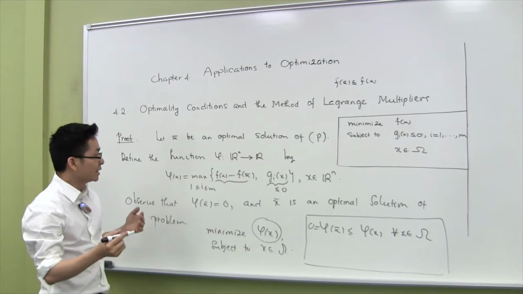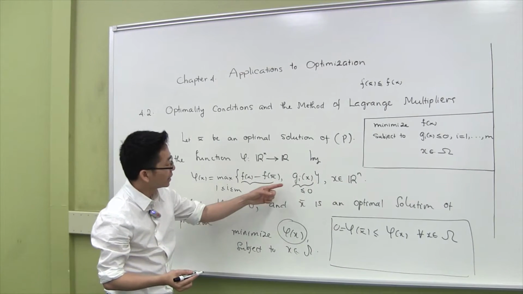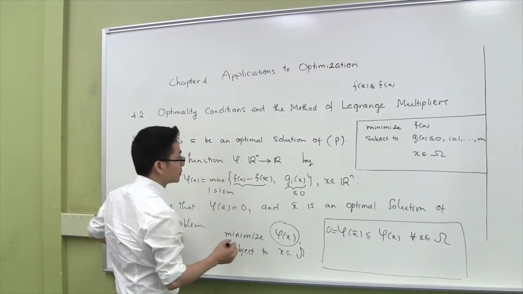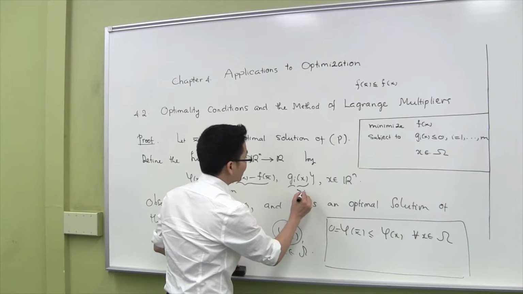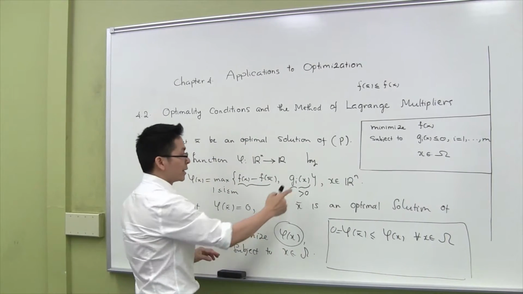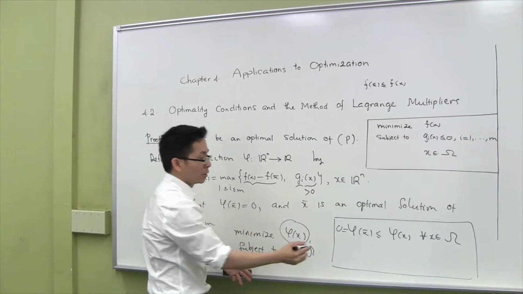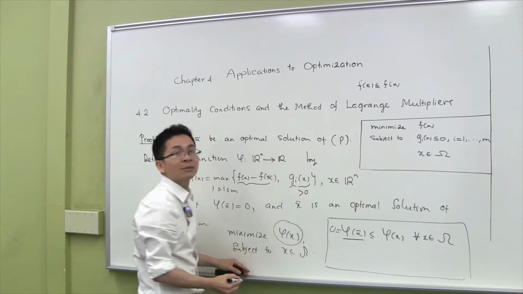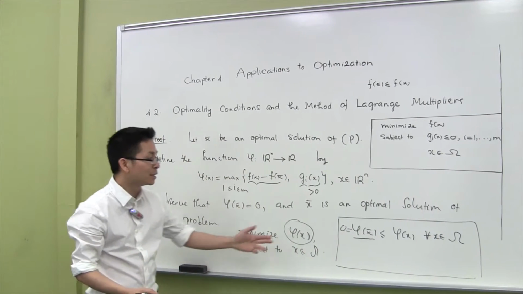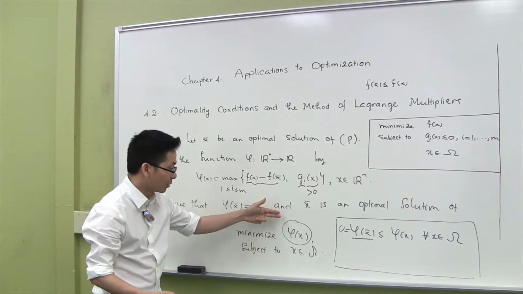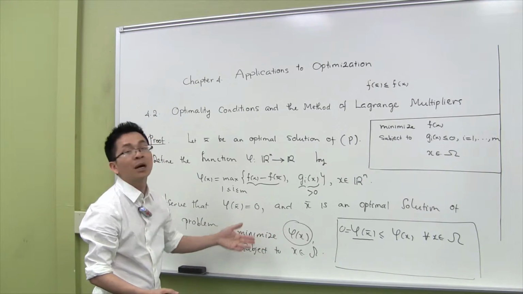Now, in the second case, where there exists some i from 1 to m so that g_i of x is greater than 0, then this max is greater than 0, which is also phi of x bar. So in any case, this is always true. Therefore, x bar is an optimal solution of this problem.